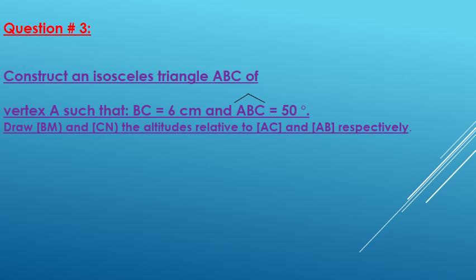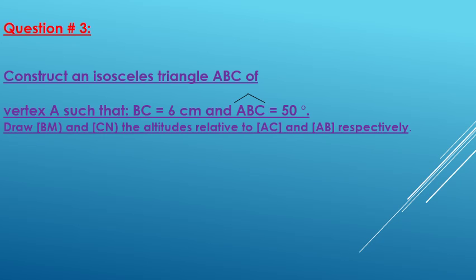Now question number 3. Read question number 3, Ala, in a loud voice, please. Vertex A, BC equals 6 centimeters, and in triangle ABC, B equals 2. Wait, Ala. Whenever they say we should construct an isosceles triangle, what should we think of? Yes, Ali.